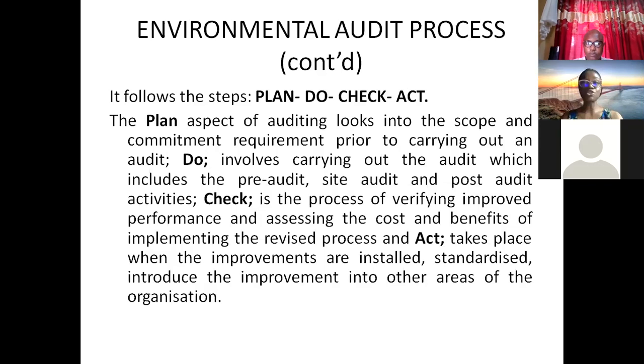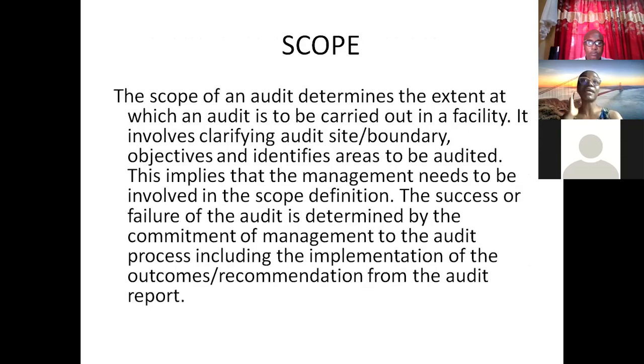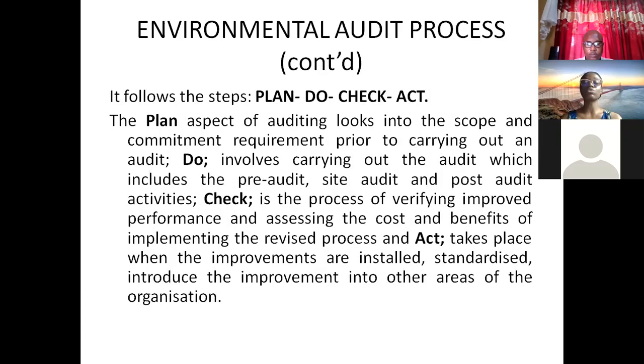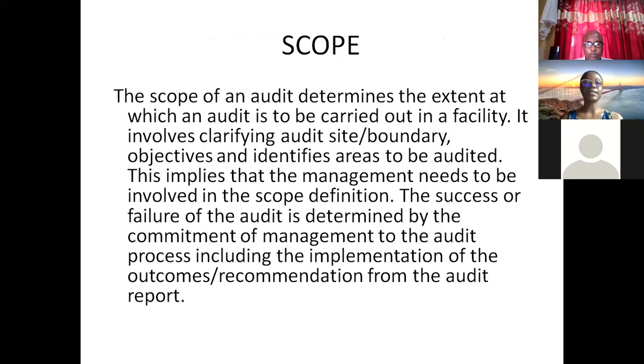Also, in the scope, it would have been identified. The scope of the audit would have been identified, the boundaries of where you're auditing. Then the check part is where you begin to identify the important environmental aspects that need to be audited, like the air quality, the wastewater, the effluent that is being discharged into the environment. Is it meeting required standards?